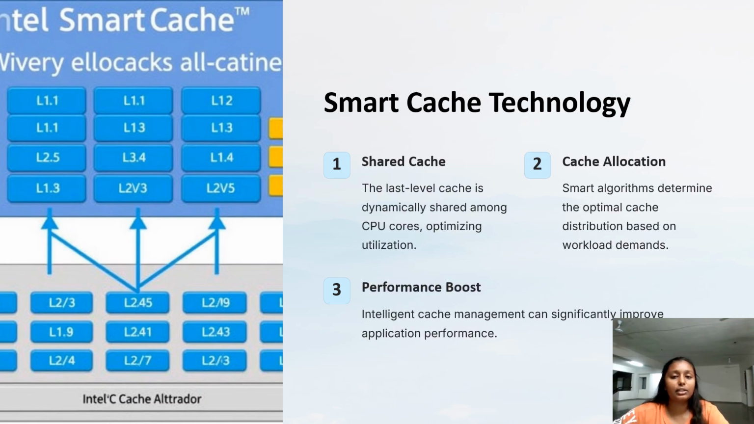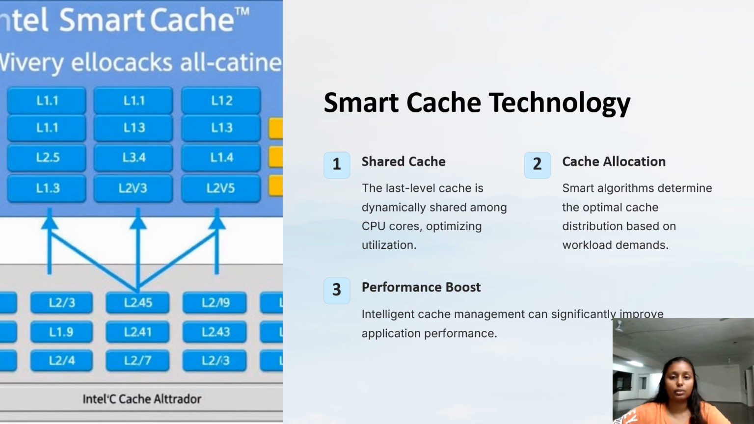The Smart Cache can dynamically allocate cache resources based on workload requirements. If one core requires more cache due to a heavy workload, it can be accessed by the other cores. This adaptability allows for more efficient use of cache space. Intel Core i5 processors typically include multiple levels of cache, L1, L2, and L3, which we already discussed in the previous slides. By having a shared cache, the processor can reduce the number of times it needs to access the slower main memory, which speeds up data processing.